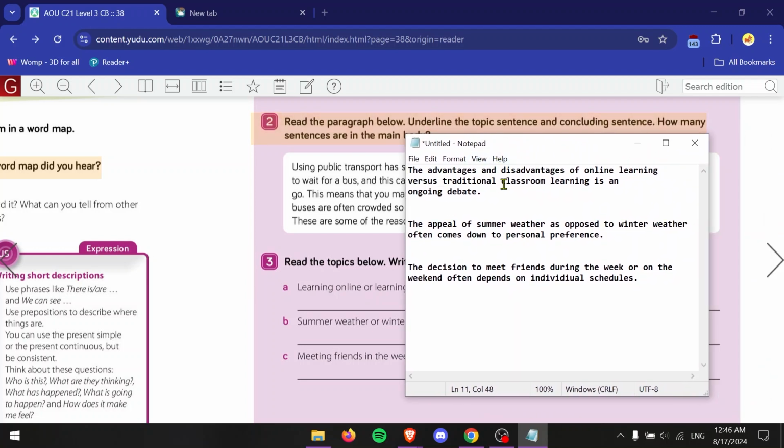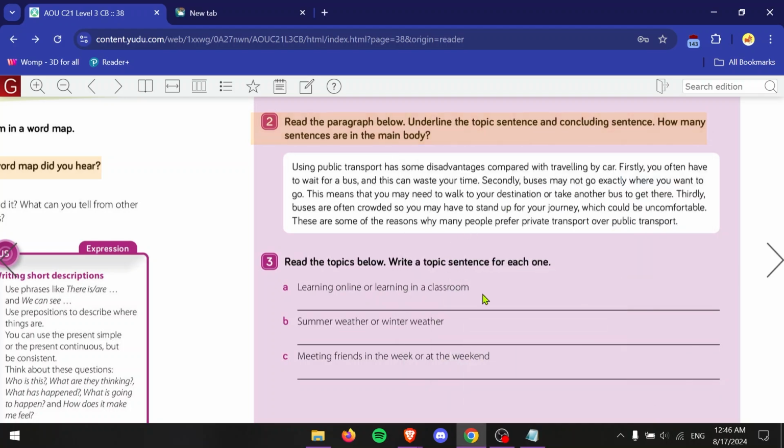Let's go over them again. The advantages and disadvantages of online learning versus traditional classroom learning is an ongoing debate. The appeal of summer weather as opposed to winter weather often comes down to personal preference. The decision to meet friends during the week or on the weekend often depends on individual... actually, just 1 second, I need to double check. Often depends on individual schedules. I knew I was missing something. There's no I here. Individual schedules. Okay, great.